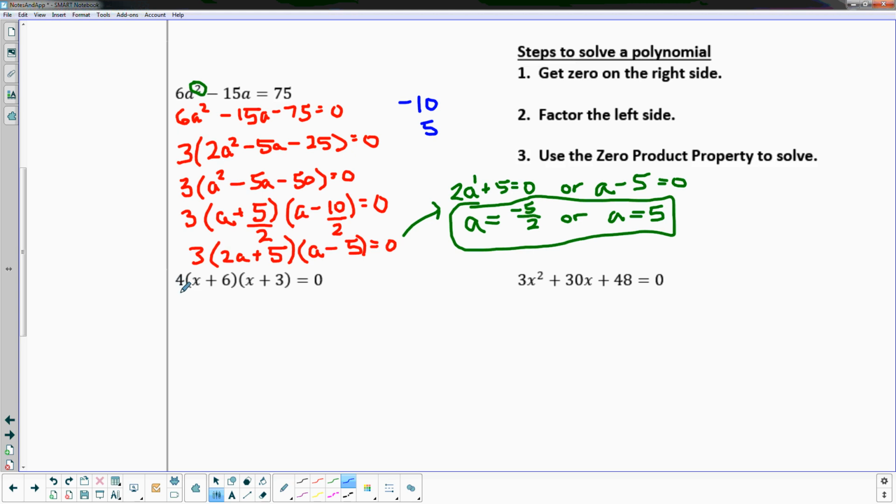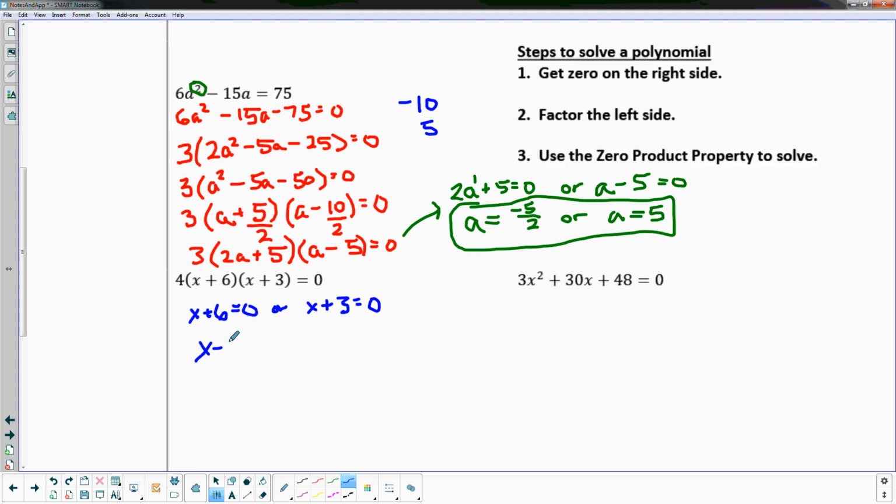All I have to do is step 3 to use the zero product property. Can I turn 4 into 0? No, I can't. There's no x involved to be able to turn 4 into 0. So all I'm left with is either x plus 6 equals 0 or x plus 3 equals 0. And then hopefully we can solve those equations pretty quickly.